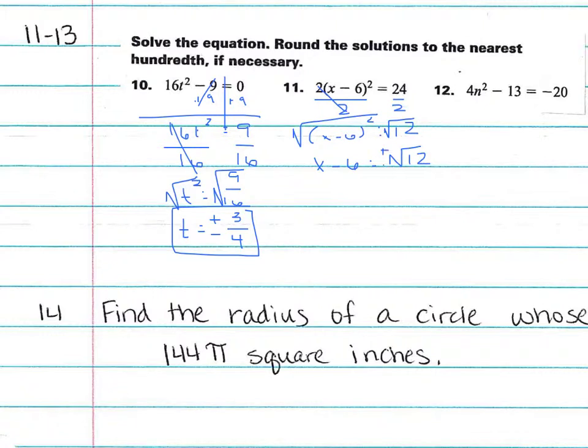Then to finish answering your question, you're going to add 6 to both sides. When you add 6 over here, it goes away. When you add 6 to the other side, you're left with two answers. You're left with the square root of 12 plus 6, or the negative square root of 12 plus 6. And so those are your two answers.